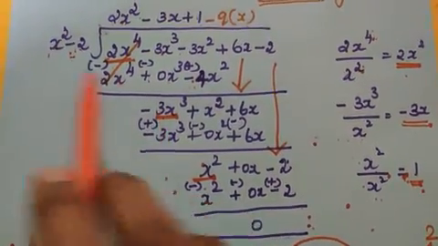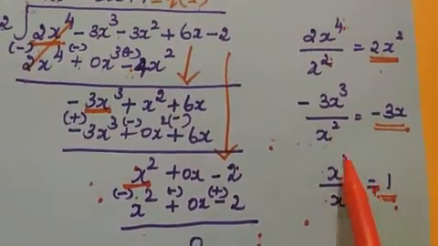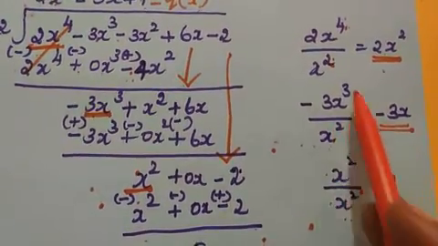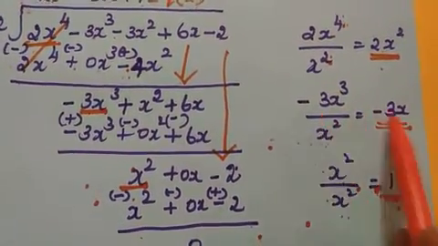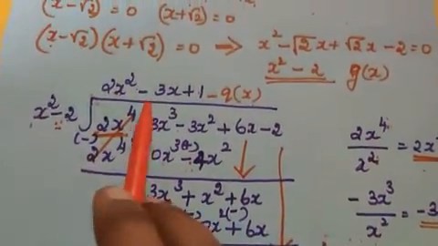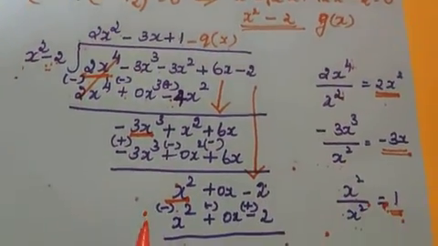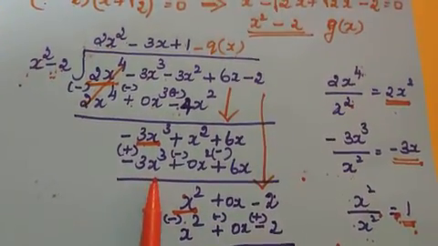dividend. So first term divided by the first term. So minus 3x cube divided by x squared. So 3 minus 2 is 1. So minus 3x is our new quotient. So this quotient will be multiplied again. So 3x into x squared, it becomes minus 3x cube.